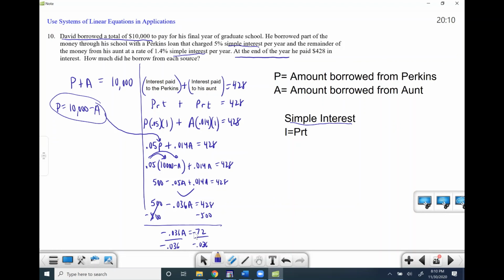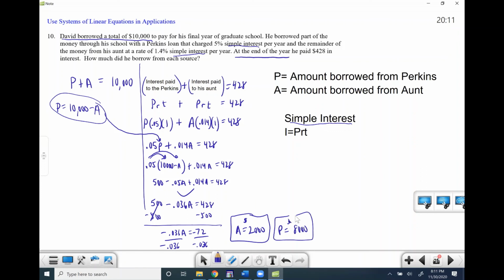I was about to get, and he borrowed negative, whatever dollars. Let's not, doesn't make sense. He borrowed negative 2,000 from his aunt, right? Okay. So A is 2,000. That's how much money he borrowed from his aunt, right? You don't have to think hard. How much did he borrow from the Perkins then? If he borrowed 10,000 total, 8,000. Yeah, had to be 8,000 from the Perkins.